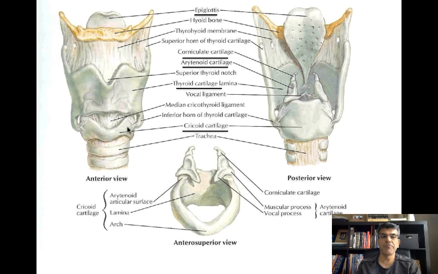Thyroid cartilage, cricoid cartilage, that's 2. We have 2 arytenoid, that's 4. We have 2 corniculate, that's 6. We have 1 epiglottis, that's 7. And then we have 2 more cartilages that you don't see in this picture. I'm going to show you in just a minute.